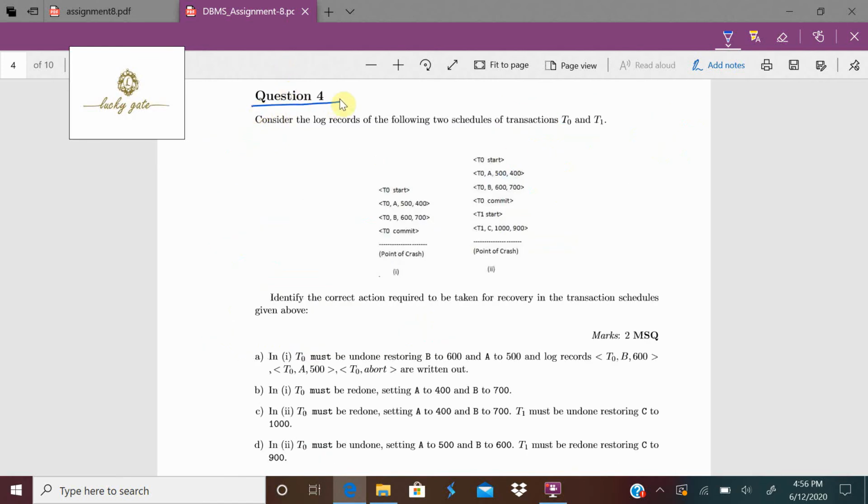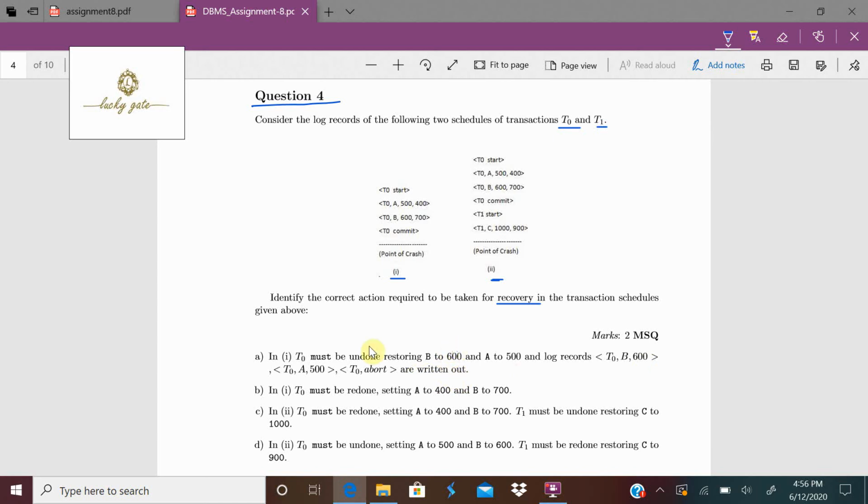Question number 4. Consider the log records of the following two schedules of transactions T0 and T1. These are given, T0 and T1 both. The question is, identify the correct action required to be taken for recovery in the transaction schedules given below. Option A is given: in 1, T0 must be undone, restoring B to 600, A to 500, and log records are written out.